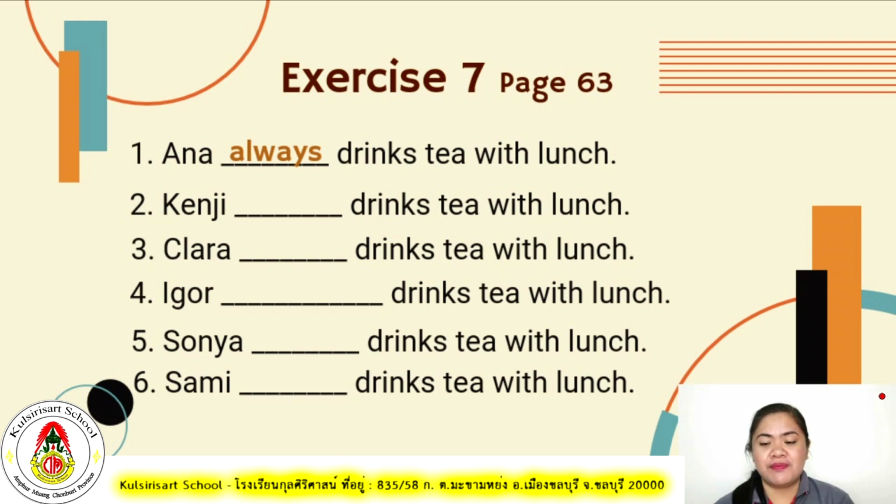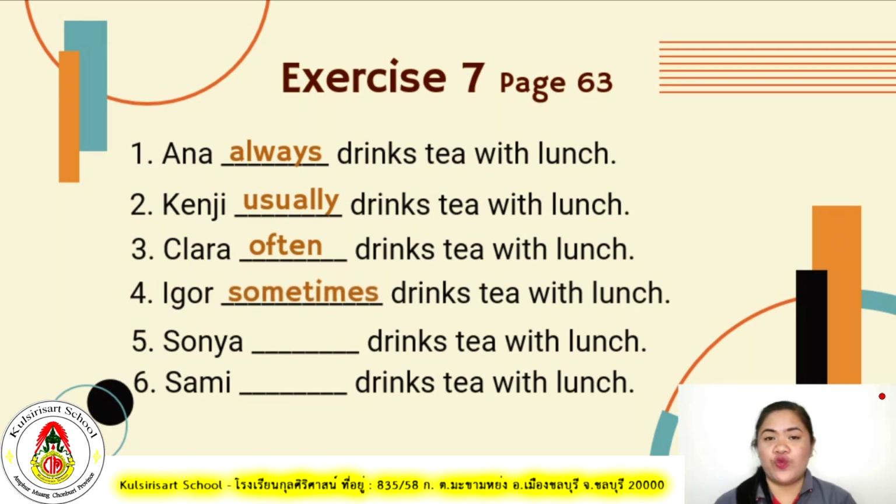Next, Kenji blank drinks tea with lunch. What should be the correct frequency adverb there in Kenji's diagram? Very good. It should be usually. Next, how about Clara's diagram there? Can you see it? What should be the frequency adverb to be used? Okay, often. Clara often drinks tea with lunch. Next, how about the diagram of Igor? Okay, very good. Igor sometimes drinks tea with lunch.